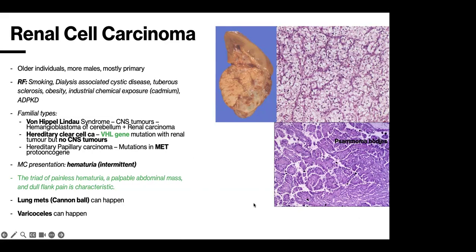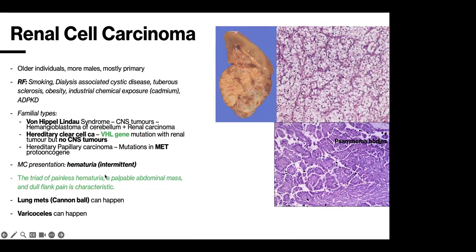There is also a hereditary version, which is hereditary clear cell carcinoma. Once again, it's a VHL gene mutation with a renal tumor, but there are no CNS tumors, which you would see in von Hippel-Lindau. Hereditary papillary carcinoma could also be seen, but the mutations are in the MET oncogene. The picture below is papillary renal carcinoma, where you see psammoma bodies. Psammoma bodies are the dark little dots right above the text box.